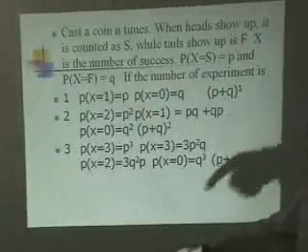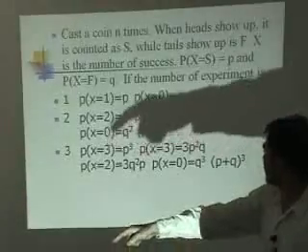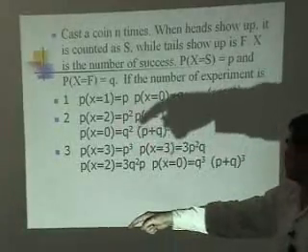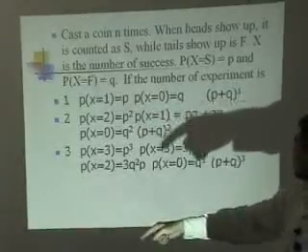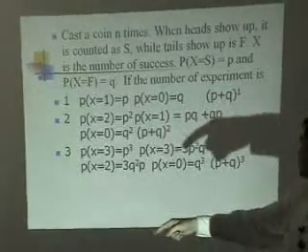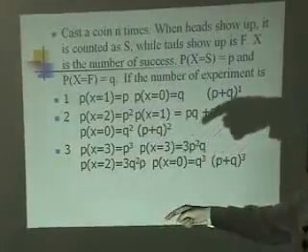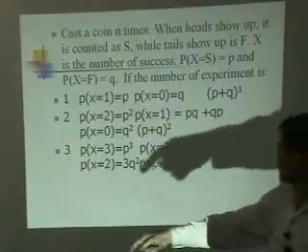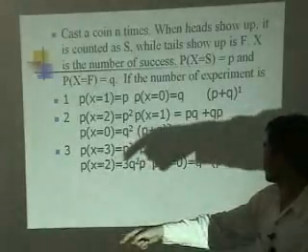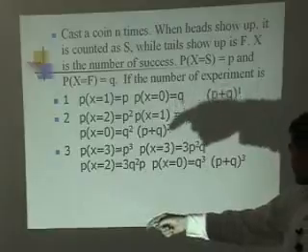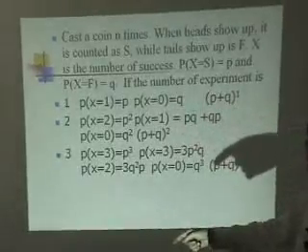Now we do the experiment 3 times. P(X=3) is p to the 3rd power. Then for x equal to 2, it is 3p squared q. For x equal to 1, it is 3q squared p. And x equal to 0 means it is all failure, no success, so q to the 3rd power.